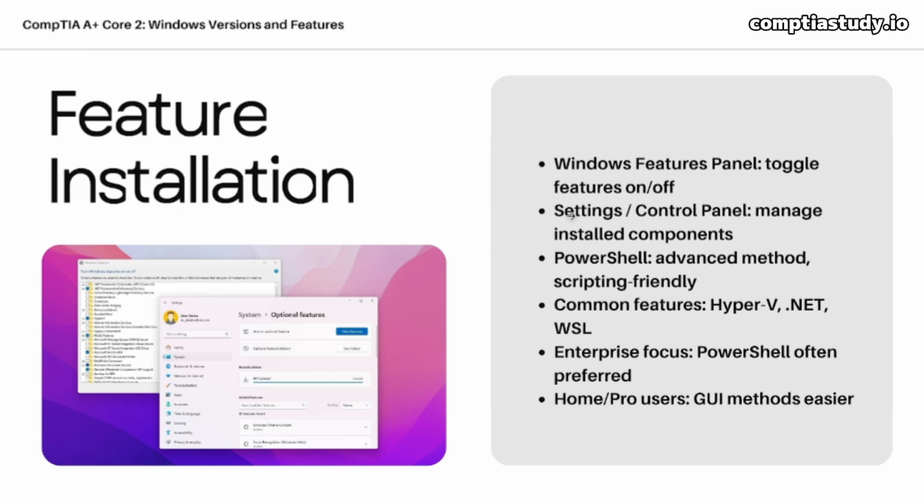One method of this would be the Windows Features panel. This panel allows you to toggle certain Windows components on or off. Some examples of this would be Hyper-V, the .NET Framework, or the Windows Subsystem for Linux. Another method of doing this would be using Settings or Control Panel, which provides graphical tools for managing installed components. This is the method most commonly used by home users and technicians working directly on a system.